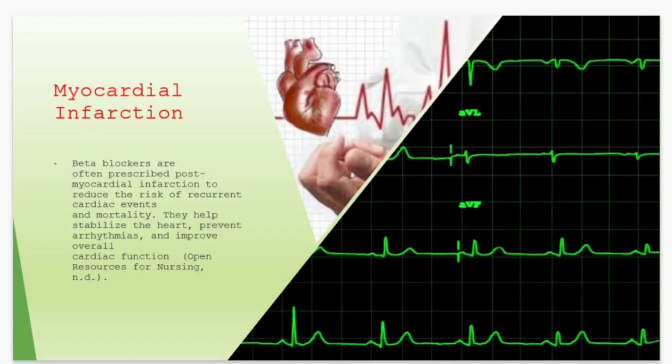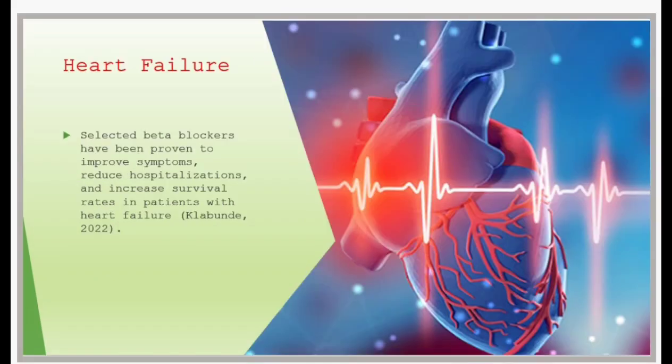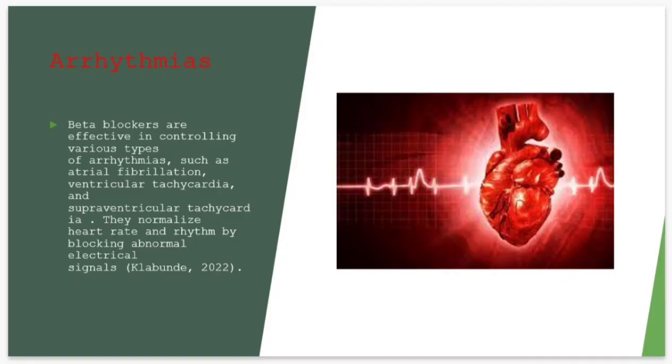Beta blockers are often prescribed post-myocardial infarction to reduce the risk of recurrent cardiac events and mortality. They help stabilize the heart, prevent arrhythmias, and improve overall cardiac function. Selected beta blockers have been proven to improve symptoms, reduce hospitalizations, and increase survival rates in patients with heart failure. Beta blockers are effective in controlling various types of arrhythmias, such as atrial fibrillation, ventricular tachycardia, and supraventricular tachycardia. They normalize heart rate and rhythm by blocking abnormal electrical signals.